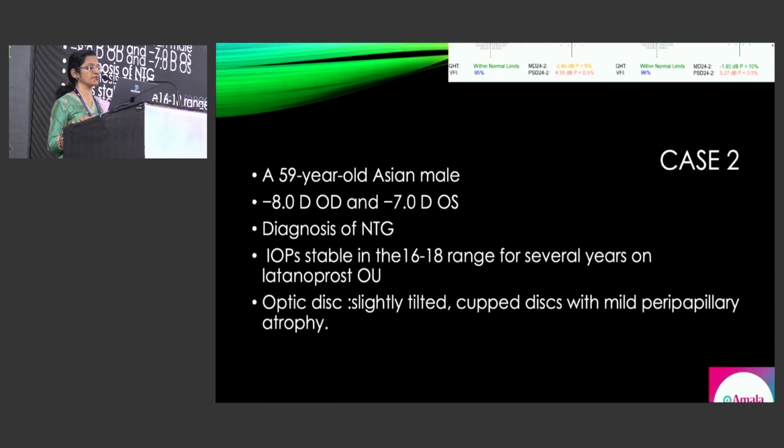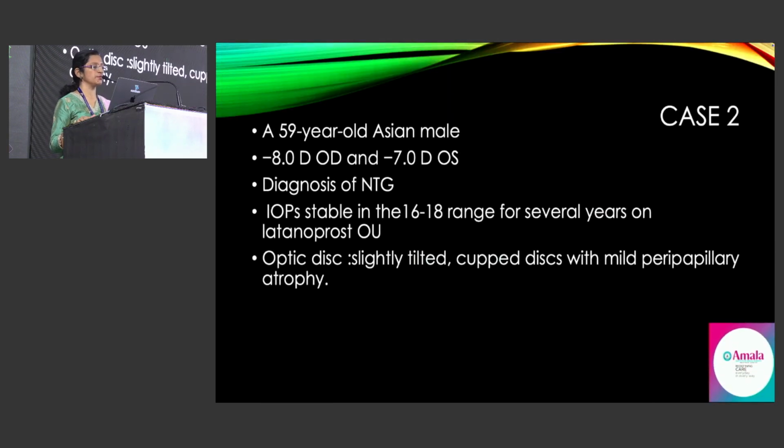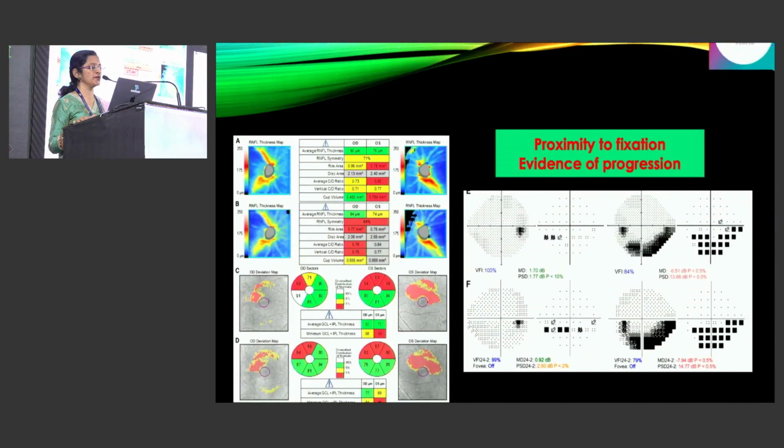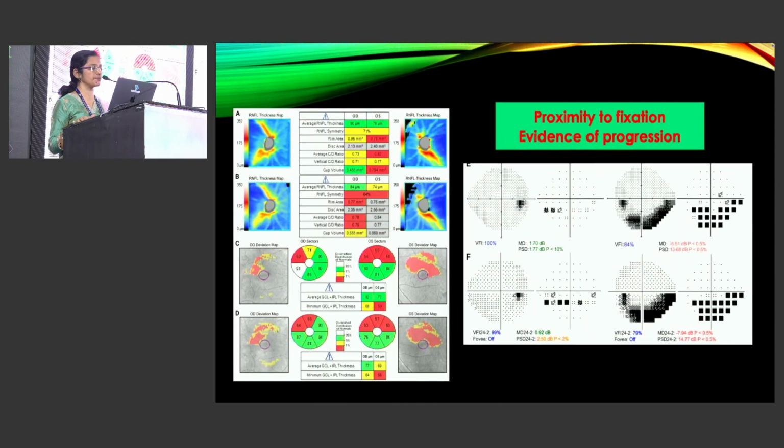Another patient with -8 in the right eye and -7 in the left eye was diagnosed as normal tension glaucoma, and myopia was stable. Again, the optic disc was showing a slightly tilted cup-disc with mild peripapillary atrophy. But in this patient, he showed a typical superior thinning of the RNFL with an inferior arcuate scotoma. And you can see that the visual field has progressed and is progressing towards the fixation. So in this type of patient, we should add the drug.